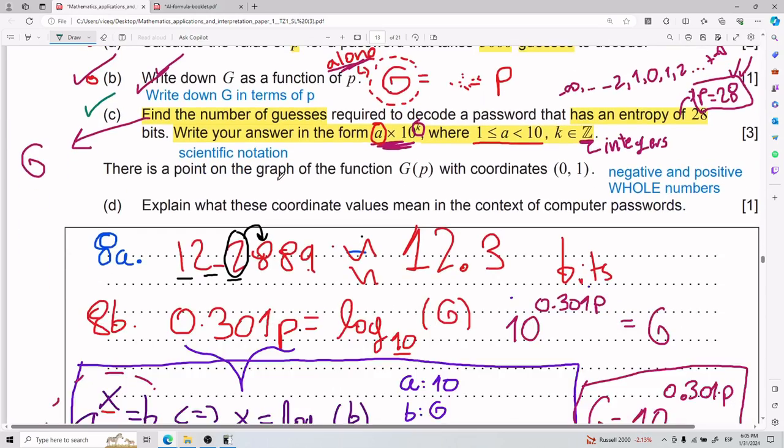Then they tell us that there is a point on the graph of the function g of p with coordinates 0, 1. Explain what these coordinate values mean in the context of computer passwords.